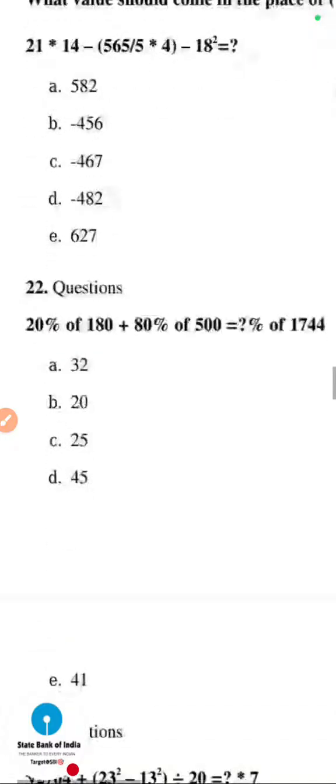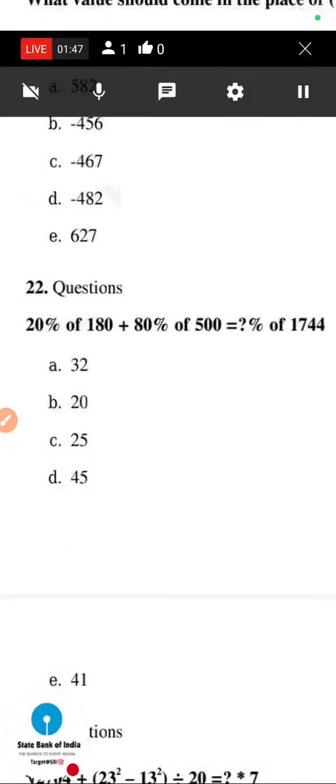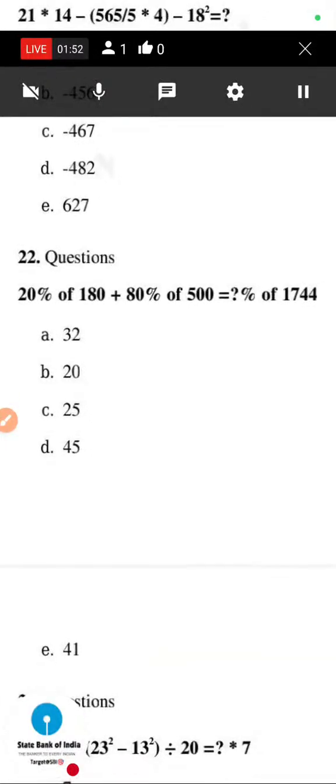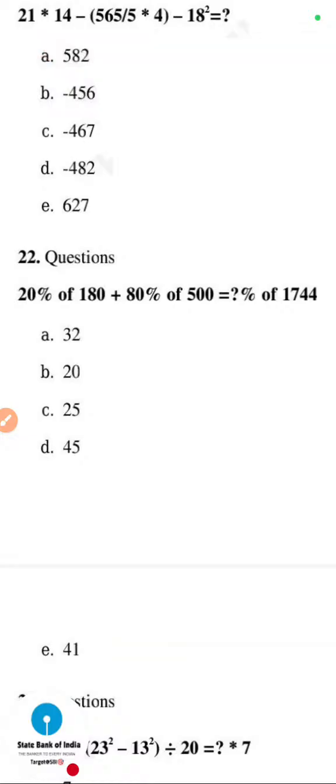Next second question, 20% of 180. Please do comment the answer for the second question. 20% of 180 plus 80% of 500, which is 36 plus 400, 436 equals to x divided by 100 into 1744. So 436 4 times will be 1744. So x value will be 25. So option C is the answer for the second question.